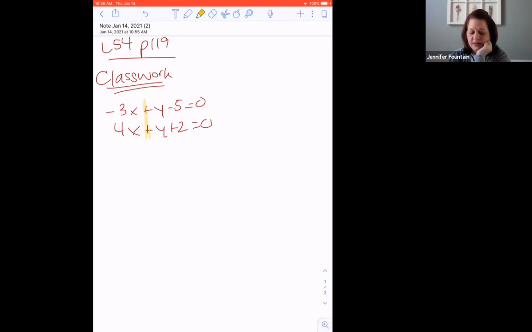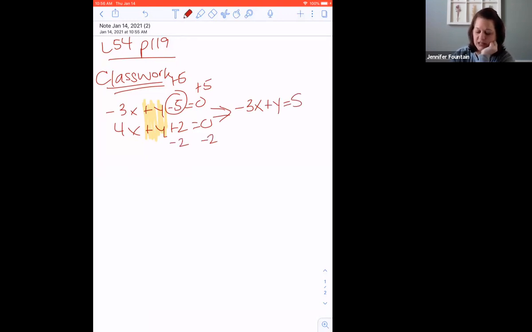Immediately, I can look and see that I've got these like terms here, so I can see that if I subtract, they would go away. Okay, they would cancel out. But remember, the first thing I need to do is standard form. Okay, so when I go to standard form, I need to add 5 on this one to each side. So I end up with negative 3x plus y equals 5. And here I'm going to subtract 2 from each side. So 4x plus y equals negative 2.